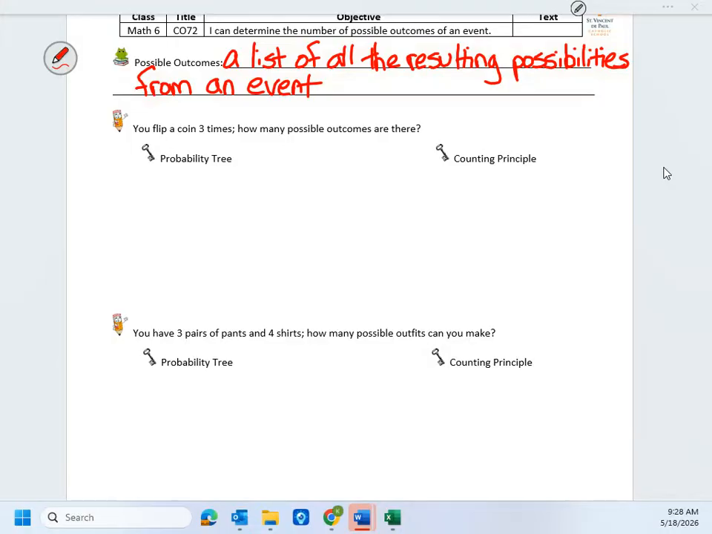So first thing we're going to do is looking at the probability tree. Once we look at how the probability tree works, then we're going to look at how the counting principle works, when we would use one versus the other. So when we use the probability tree, we're going to write our first event, flip 1.